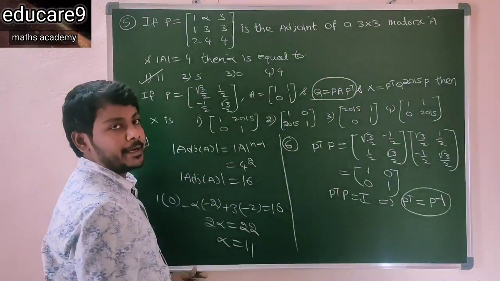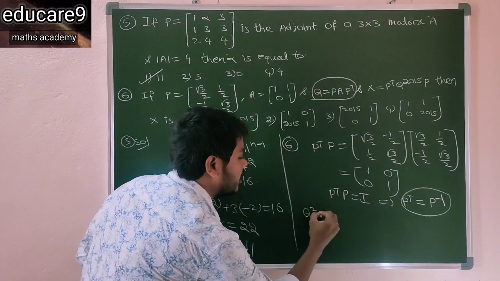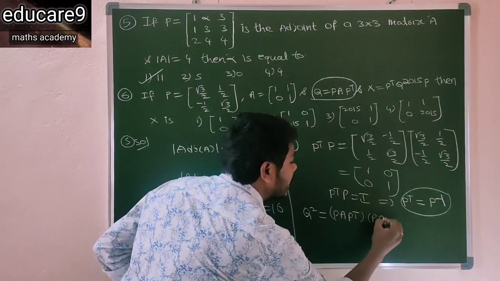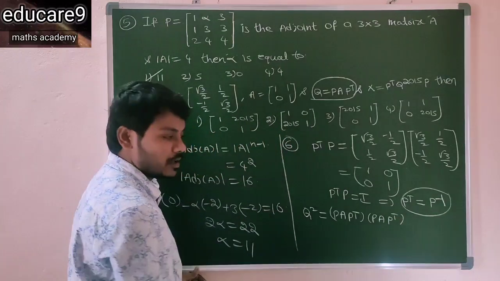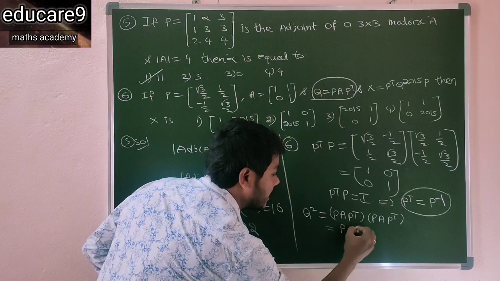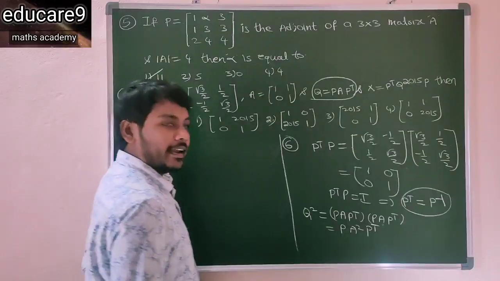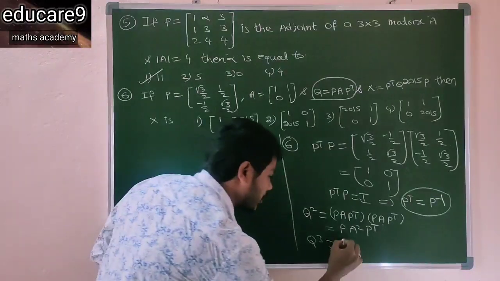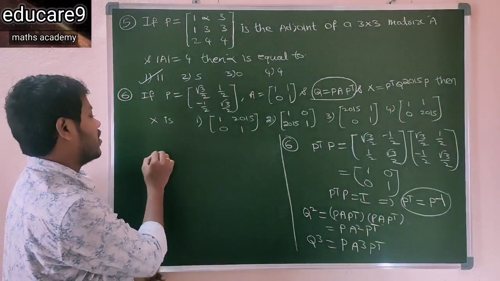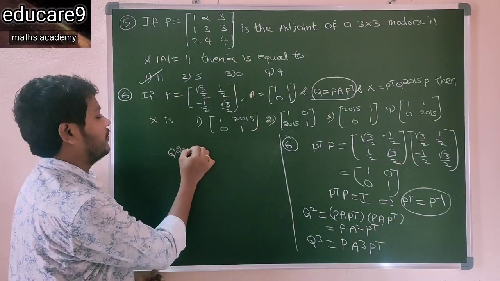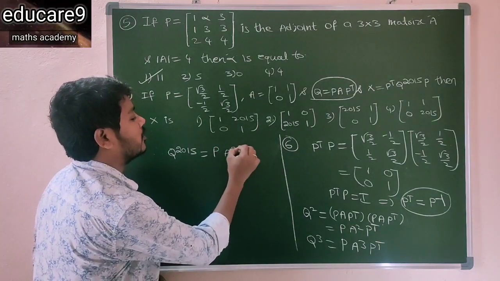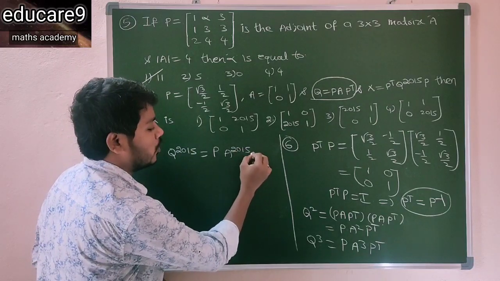Now what is Q? Q is P A P transpose. Now find Q square, that is P A P transpose into P A P transpose. So P into P transpose is I. Clearly we will get P into A square P transpose. Next, similarly find Q cube. Then Q cube is P A cube P transpose. So therefore Q power 2015 is written as P into A power 2015 into P transpose.